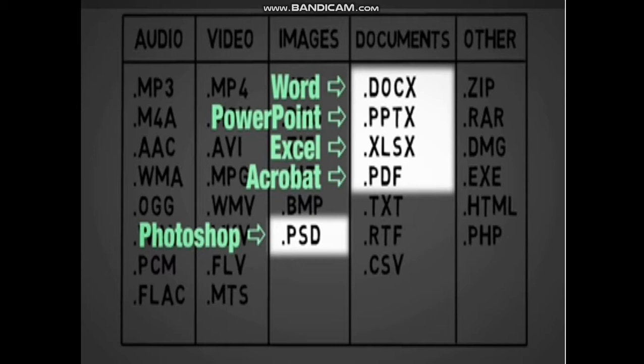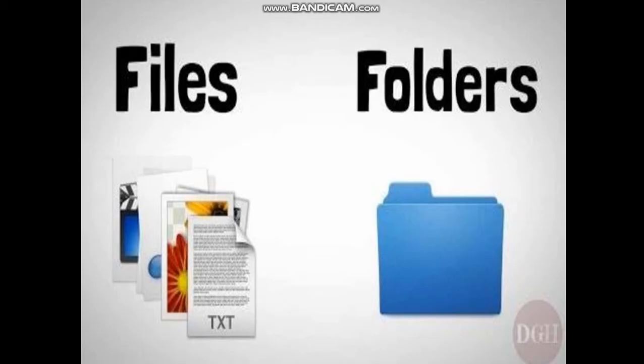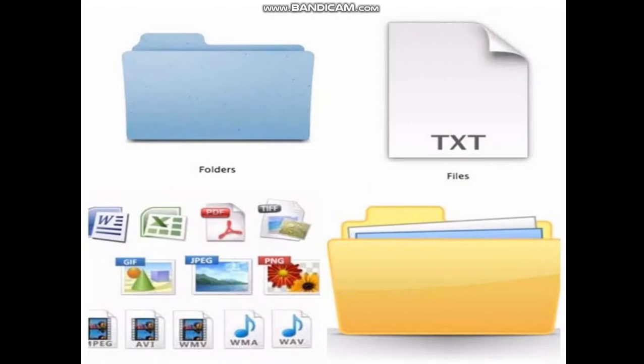In documents, .docx, that is Word file, .pptx, that is PowerPoint file, .xlsx, that is Excel file, .pdf, that is Acrobat file, and .psd, that is Photoshop file. So in this way we see these files inside our computer. So basically a file is a collection of data and a folder is a collection of files, programs and folders. A folder within a folder is known as a subfolder.